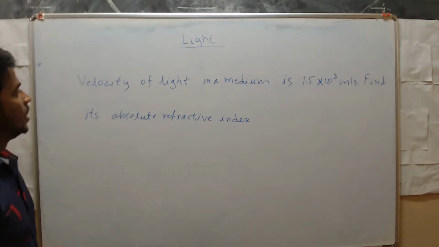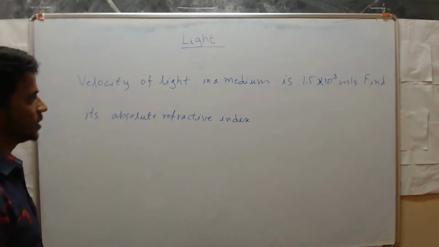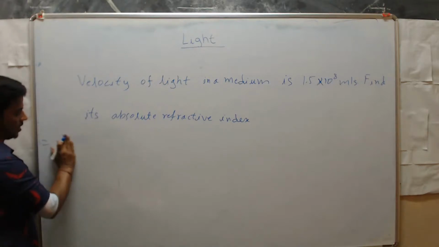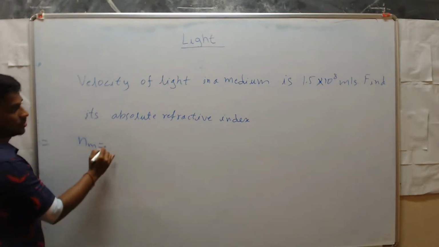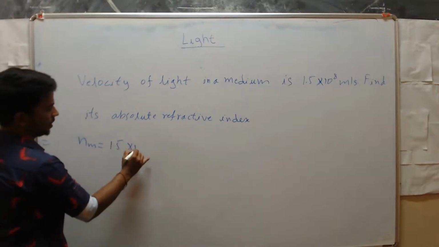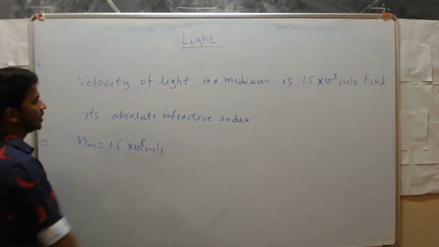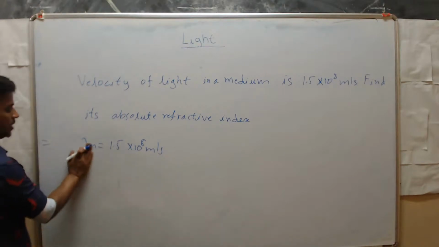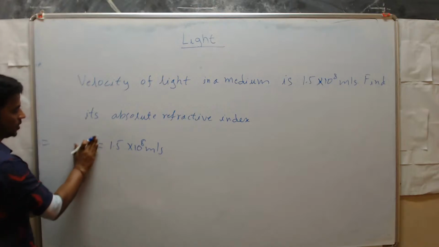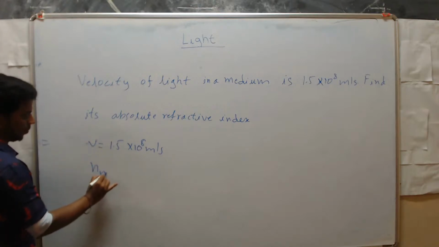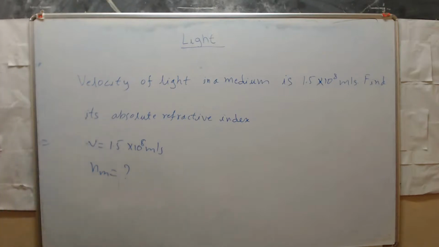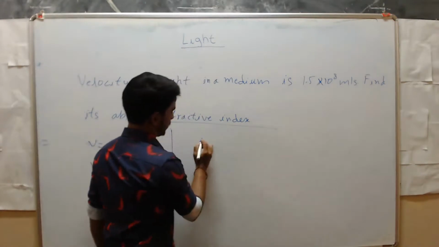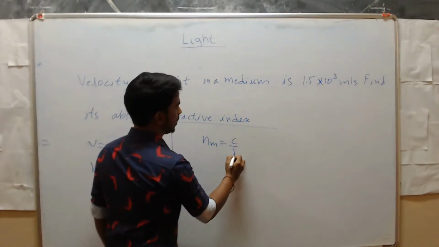See here, velocity of light in a medium. We don't know which medium it is, so I'll take that as nm. v equal to 1.5 into 10 raised to the power 8 meter per second. Find its absolute refractive index. Sorry, this is the speed of light, so v equal to 1.5 into 10 raised to the power 8. So we need nm. We know the formula for absolute refractive index: nm equal to c by v.